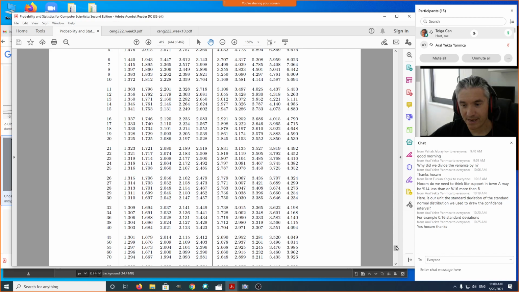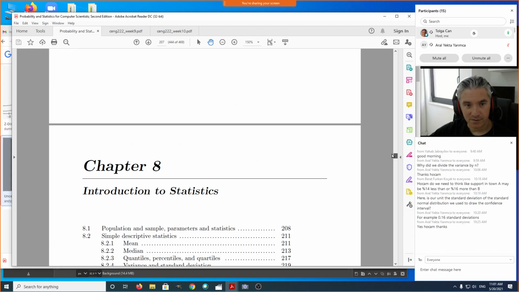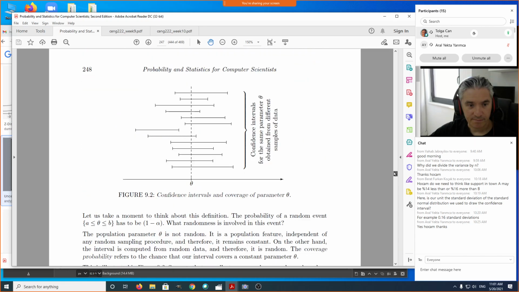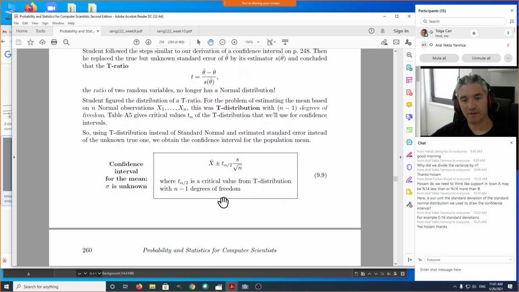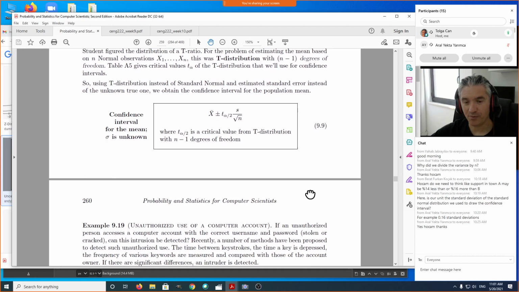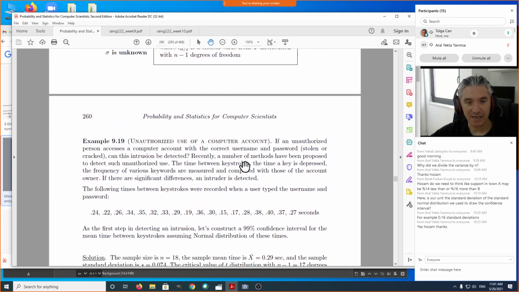All right, let's get back to chapter 9. What we're going to do is build the confidence interval. We are going to look at that table. Again, we are going to be using sample standard deviation to estimate population standard deviation. And let's take a look at this example 119.